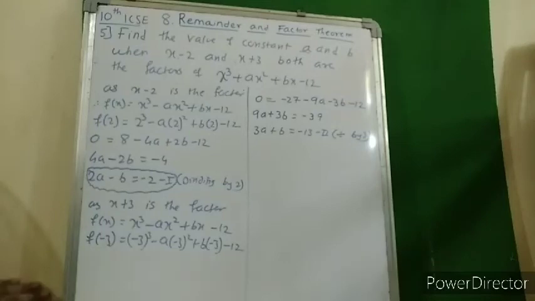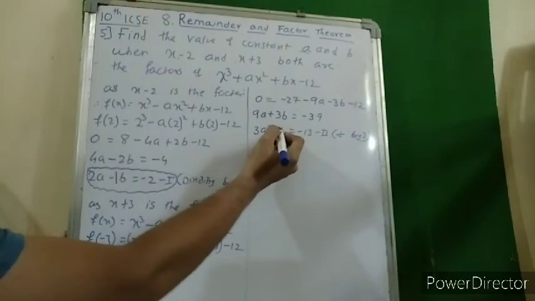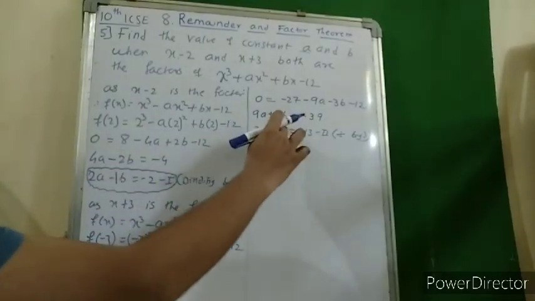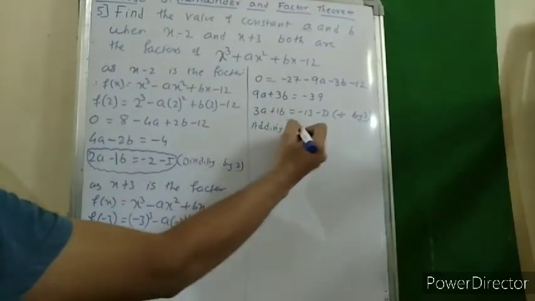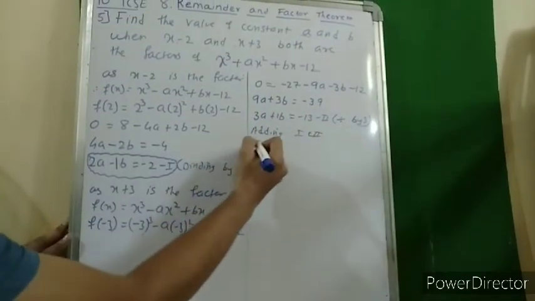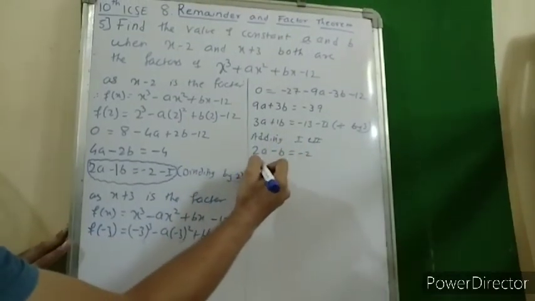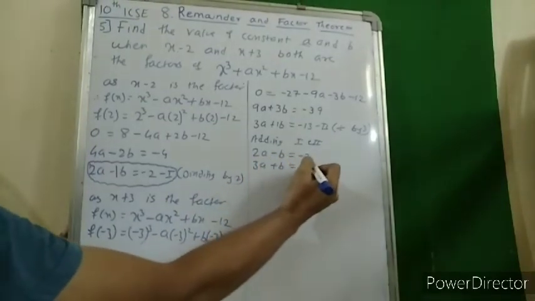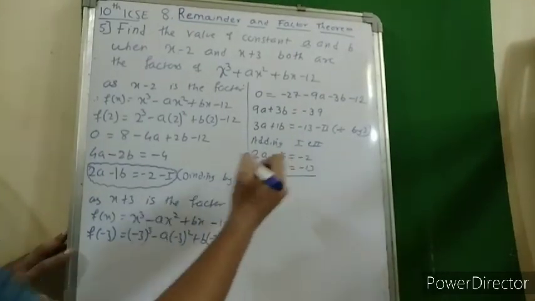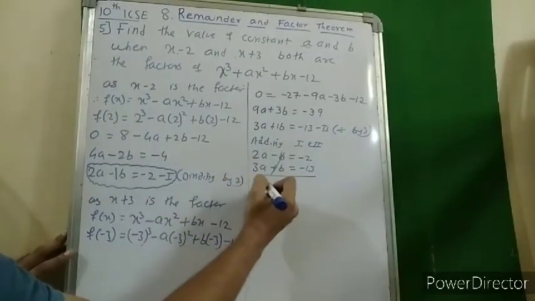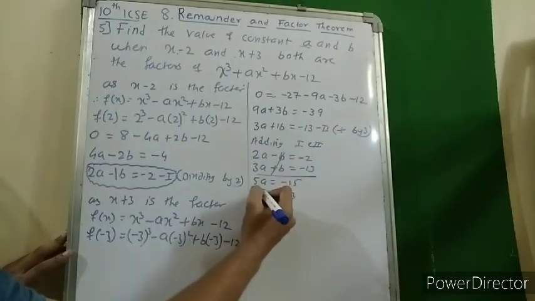Now equation number 1 and equation number 2. We have minus b over here and plus b over here, so adding 1 and 2. We have 2a minus b is equal to minus 2, this is equation number 1, and 3a plus b is equal to 13, that is equation number 2. So minus and plus cancel. We have 5a is equal to minus 15, so a is equal to minus 3, since 5 3s are 15.